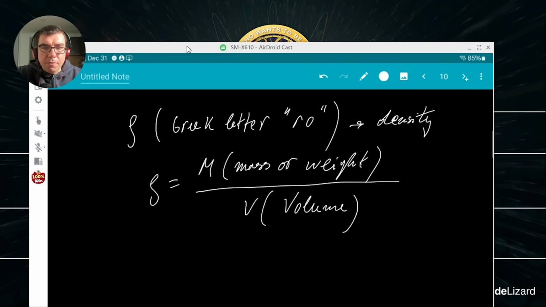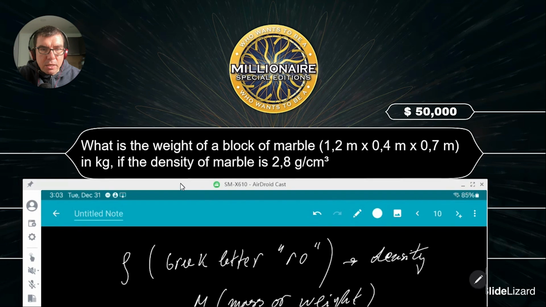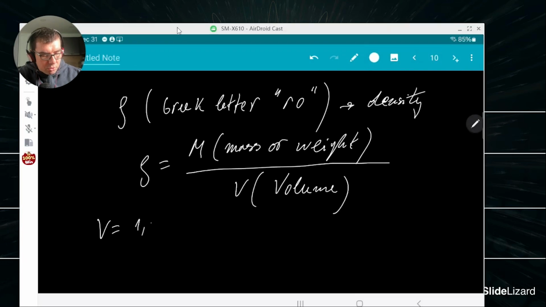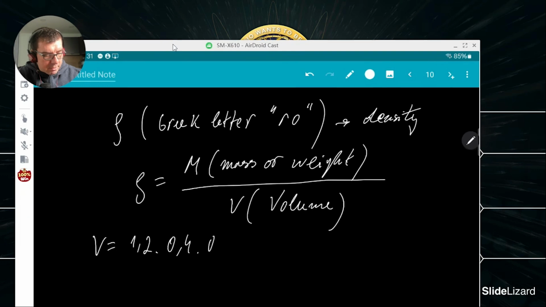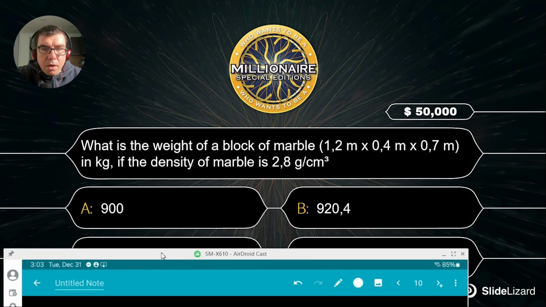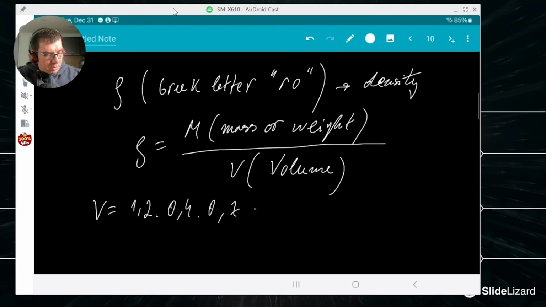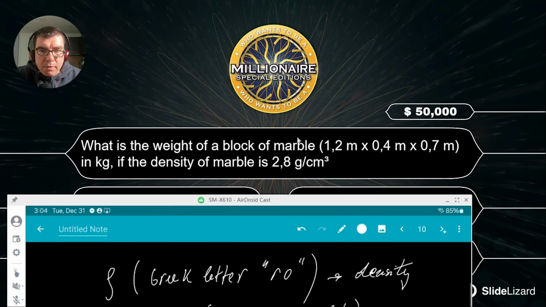Alright, so first we find the volume. The volume equals A times B times C, the product of the three dimensions. So we get 1.2 times 0.4 times 0.7. This is going to be in cubic meters. So the density, however, is given as 2.8 grams per cubic centimeter.